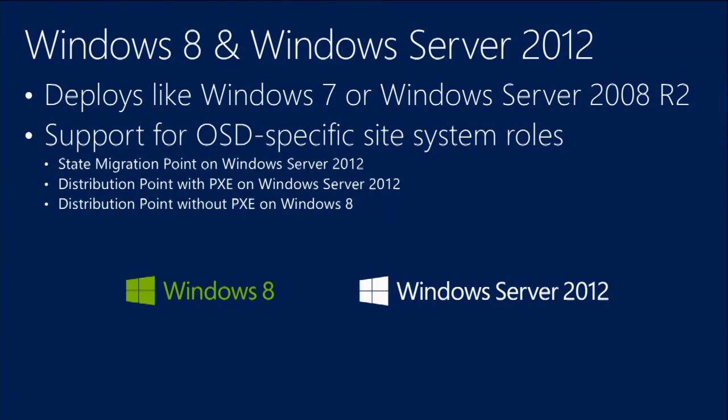From a server standpoint, for OSD-specific site system roles, the bullet point matrix under that second bullet is really what is supported. What works on Server 2012, the state migration point, distribution point with PXE, and distribution point without PXE, work on Windows 8 as well. So that's just a support matrix of the servers related to the OSD site system roles.